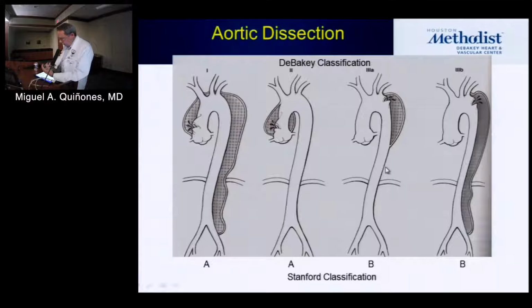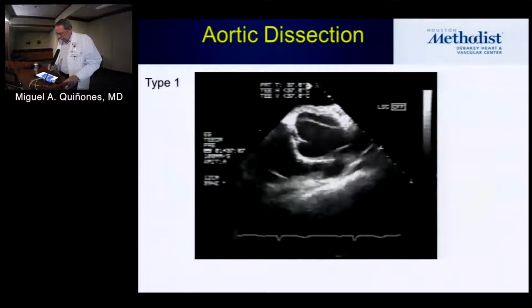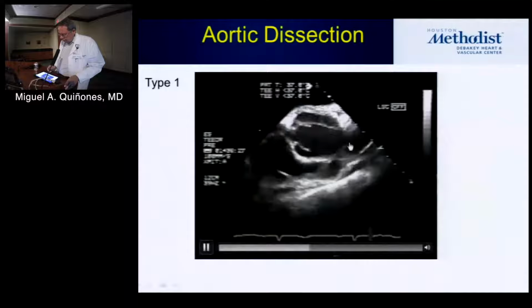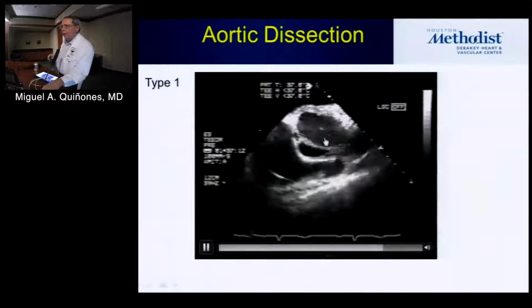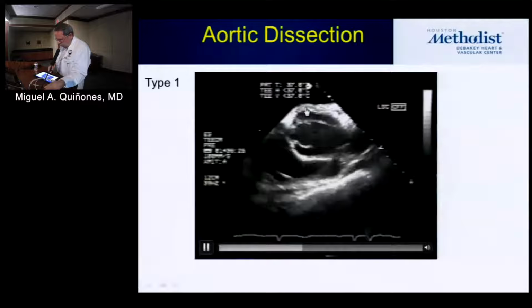So with TEE, this would be a slam dunk, level 1, nobody argues. Notice, why is it that we see this so quickly and we know it's a dissection? First, we see a line that doesn't belong there. Second, we see actually two lines that don't belong there. And then we see that line is moving, but it's moving not in concert with the motion of the heart. So it has a movement of its own.